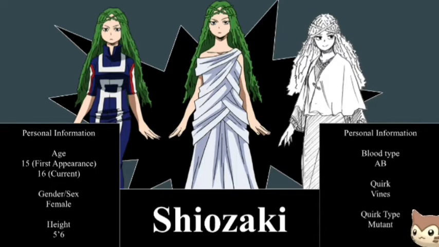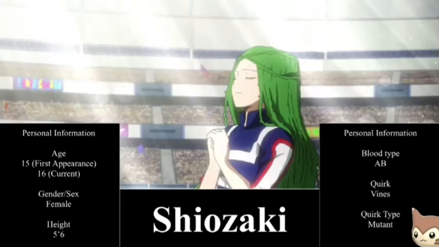And while she can control the length of her vines at any point, she seems to have them go down to her waist during most of the times we see her. Shiozaki values modesty, as seen when she calmly tells Present Mike why she doesn't like being referred to as an assassin. And that's just one example of how she frequently likes to make her intentions known.